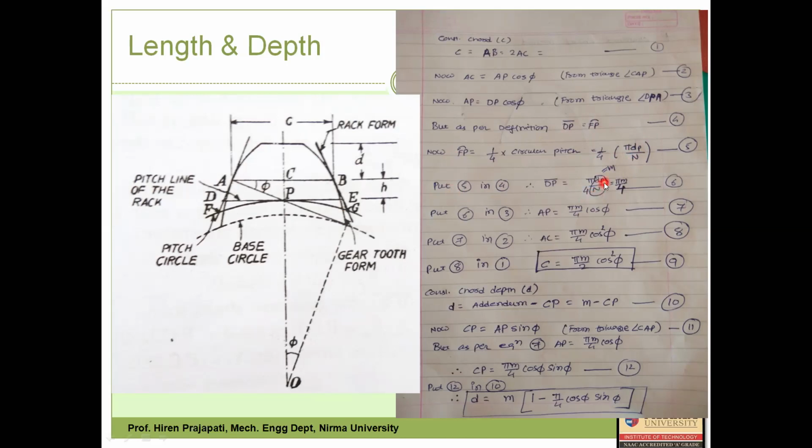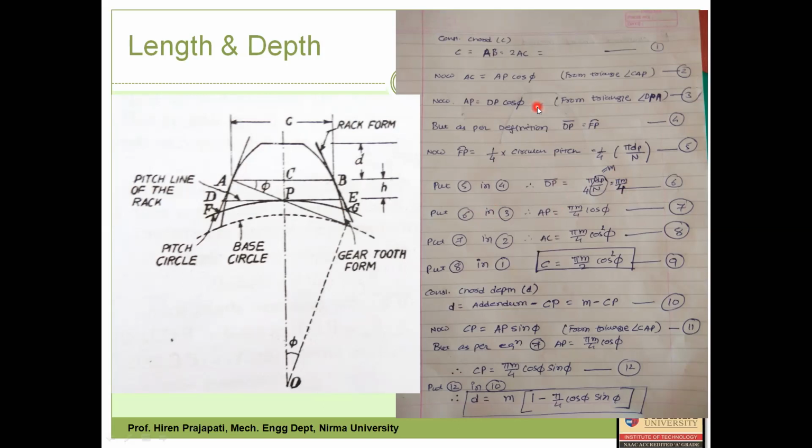Now if you see, dp by n, dp is the pitch circle diameter, divided by n, that is equal to module. So that's why we are replacing this. dp is equal to pi m by 4. That is equation 6. Now let us put equation 6 in equation 3, the value of dp in equation 3.